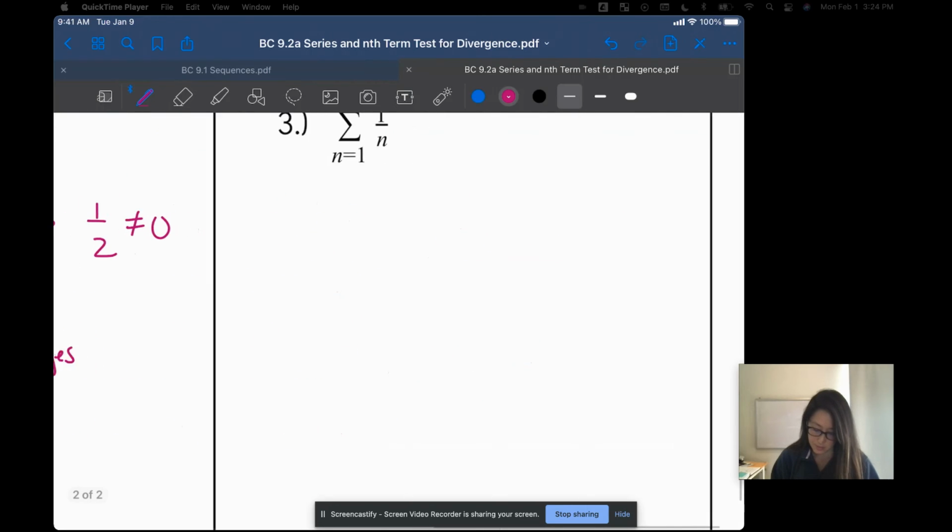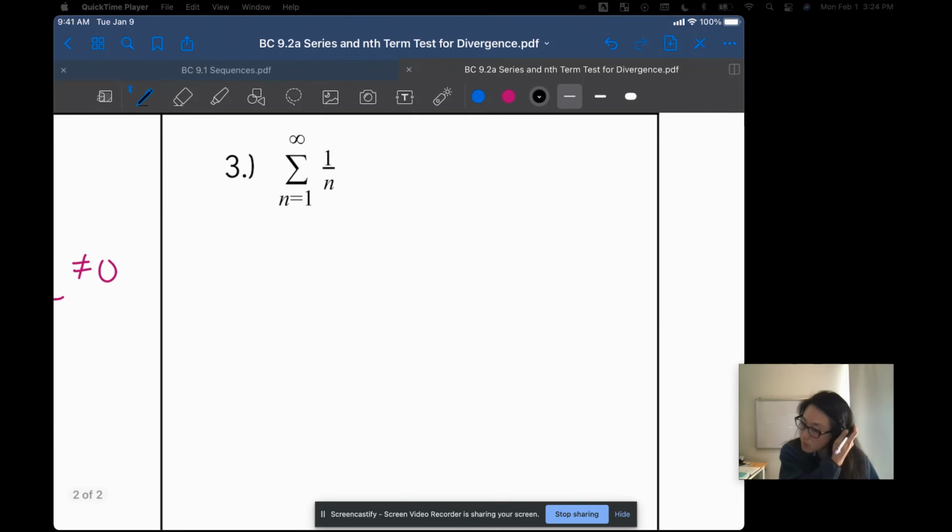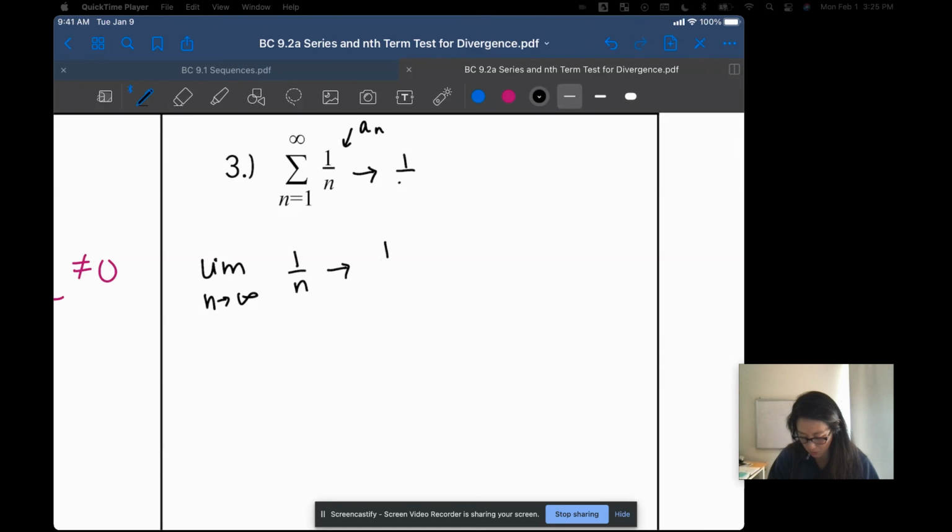Okay, last one. So we have the sum from 1 to infinity of 1 over n. So I am going to go ahead and just use my nth term test. Remember, 1 over n gives me the value of each term. So I have the limit as n approaches infinity of a sub n, which is 1 over n. And I get 1 over infinity, which gives me 0. So the series, what we have is inconclusive.